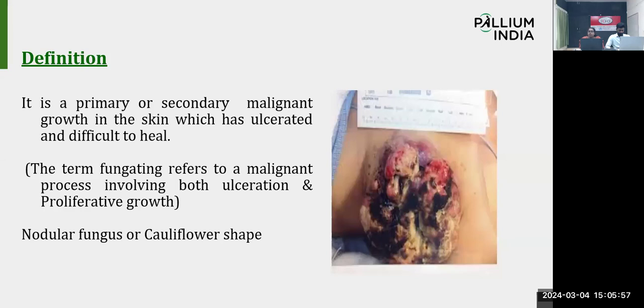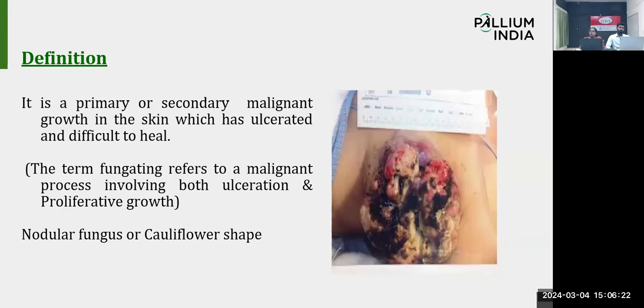So this wound is not able to heal. The major difference between pressure ulcer and fungating wound is that pressure sore is preventable and curable. This is not preventable and not curable. So this is the major difference between the fungating cancer wound and the pressure ulcer.